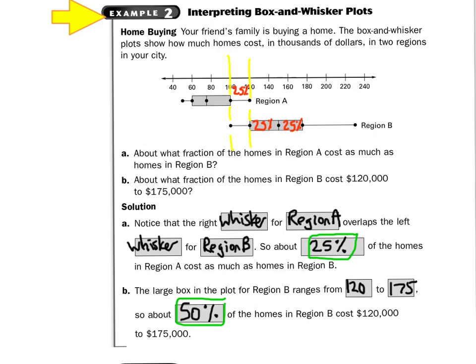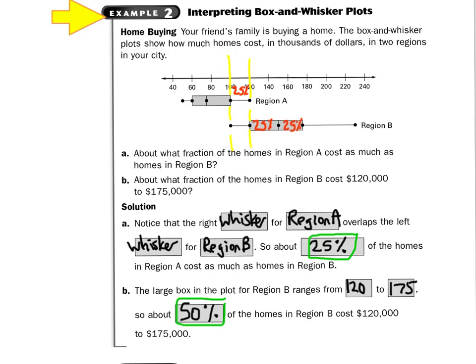So I want you to take your highlighter, just like I did, and see how these line up. These dots kind of line up. So that means that this fraction would be the same. So notice that the right whisker for region A, this one, overlaps the left whisker for region B, this one. So, and remember, between any two dots in a box and whisker plot is 25% of the data. So we know that 25% of the homes in region A cost as much as the homes in region B.